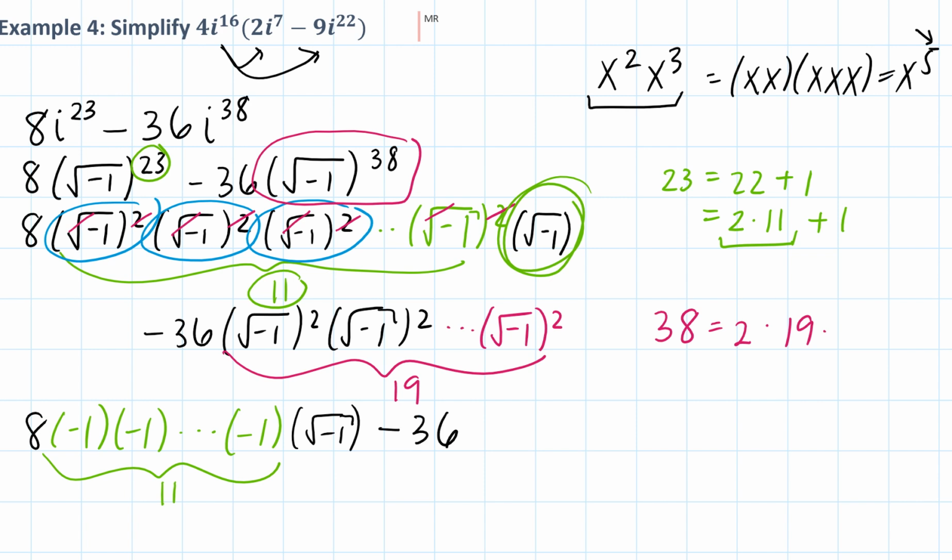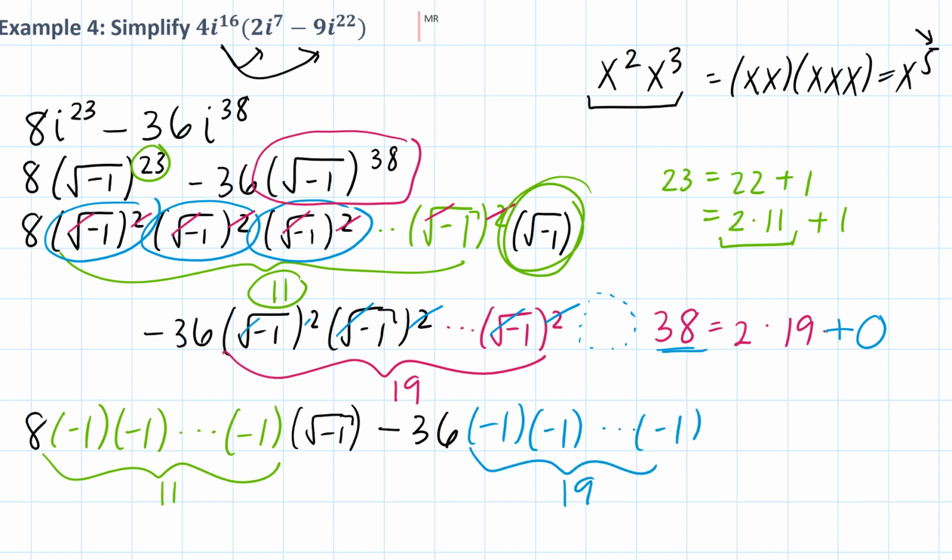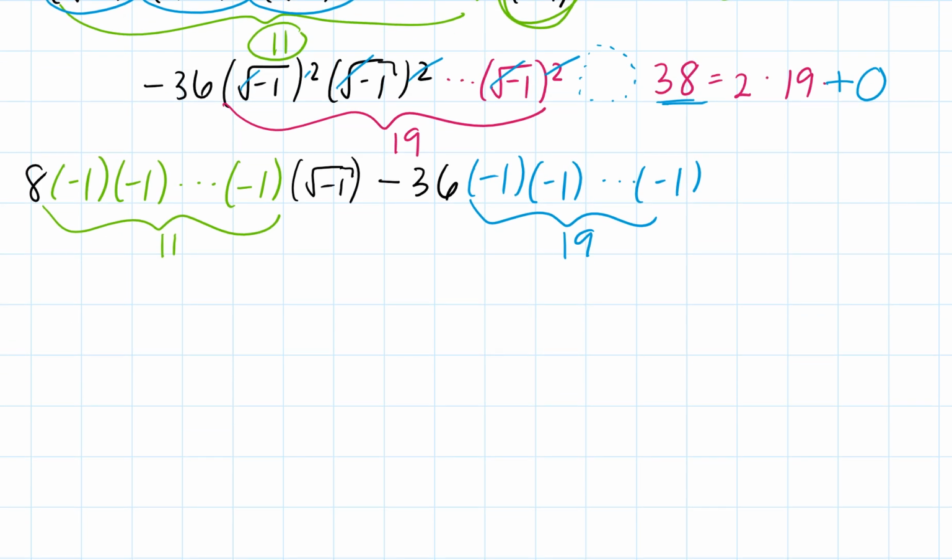So we have minus 36. Again, we're going to cancel out a whole bunch of square roots and squares. Here, there's no leftover 1. Since 38 was an even number, there was no plus a leftover. So here we're going to end up with 19 negative 1s, since we had 19 pairs. Okay, it's about to get cleaner. We have 8 times, well, negative 1 times negative 1 times negative 1 times negative 1.